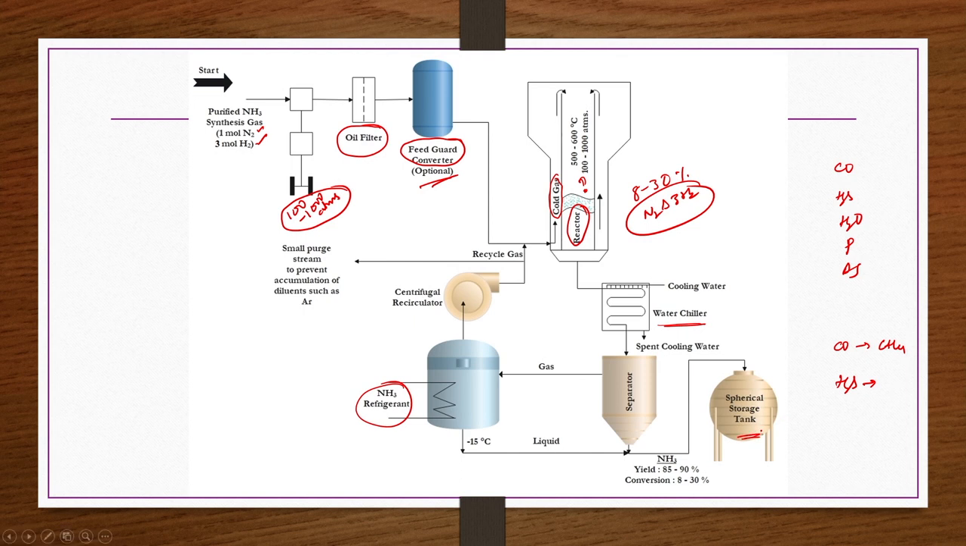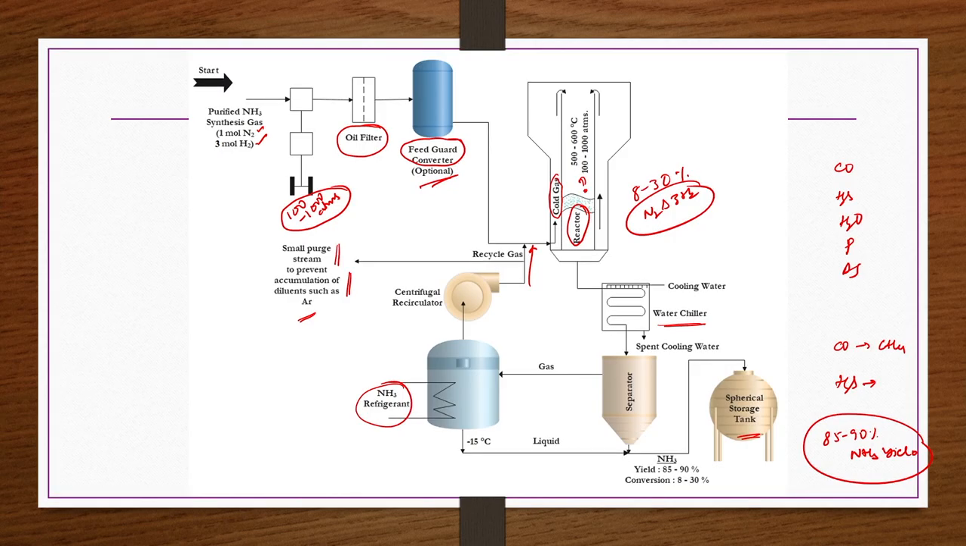spherical storage tank. Okay, whatever the unreacted N2 and 3H2 are there, they are fed back to the reactor in order to increase the yield, or in order to increase the conversion of the N2 and 3H2. By this method, 85 to 90% of ammonia yield is possible, depending on the pressure that you are operating. From the reactor, whatever unreacted gases are there, they are sent again to the reactor like this, and as well as these cooling gases are also sent here after the centrifugal recirculator. Okay. Some amount of small purge stream is also there to prevent accumulation of diluents such as argon, etc., if at all they are present.